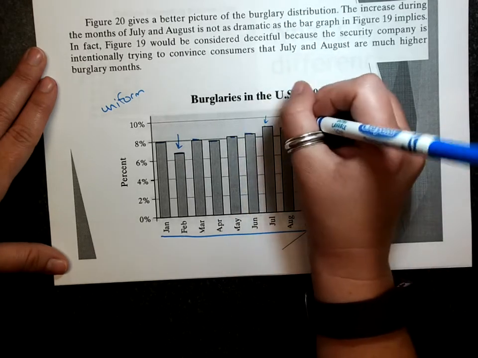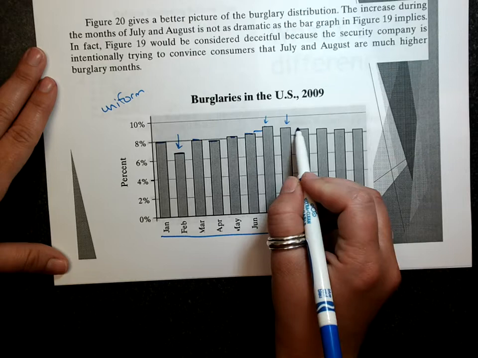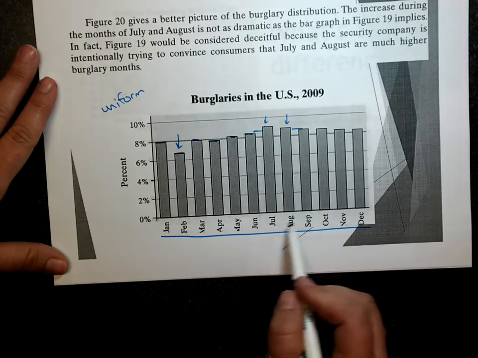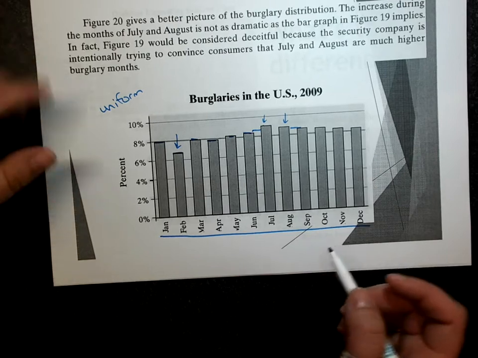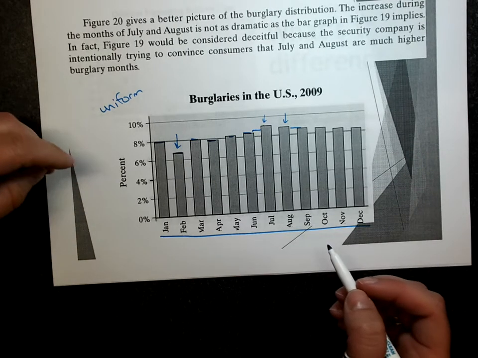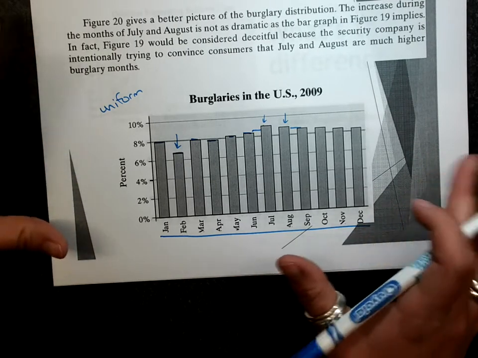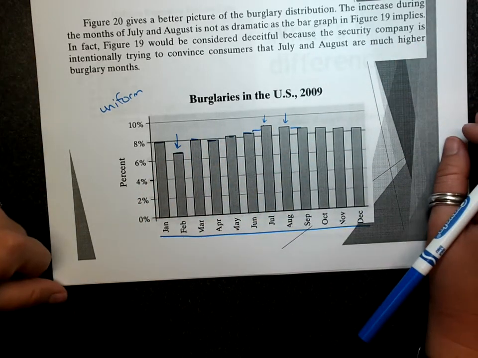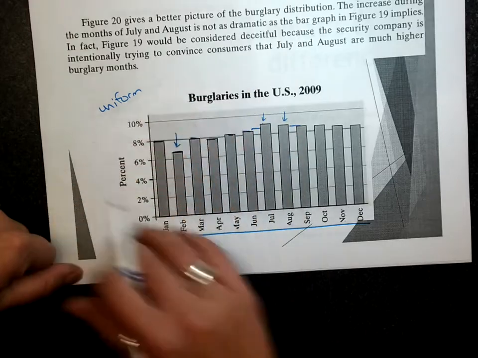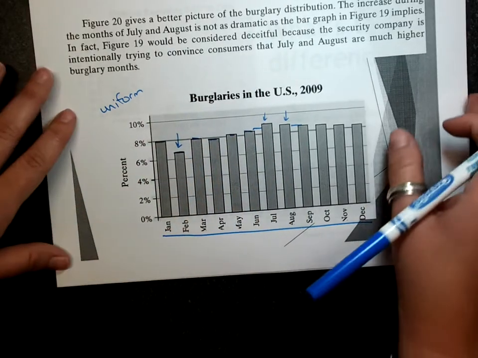Now, July and August are slightly higher than the others. They both have 31 days, so that's one thing to consider. And maybe they are slightly higher in the summer with all the students out of school. However, they're not drastically twice as much as the rest of the months. So this figure is a more accurate representation of really what we're looking at.